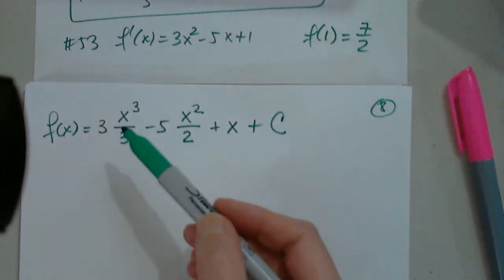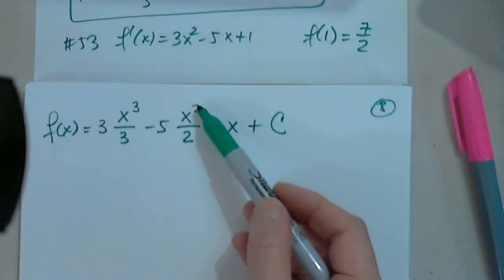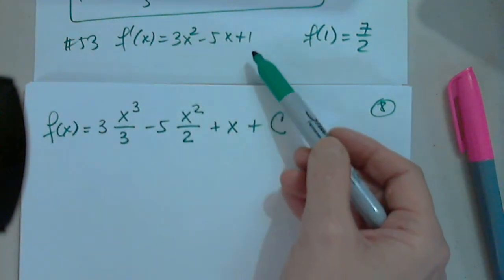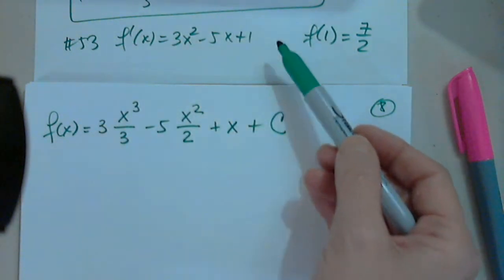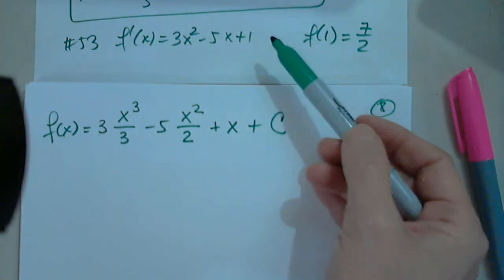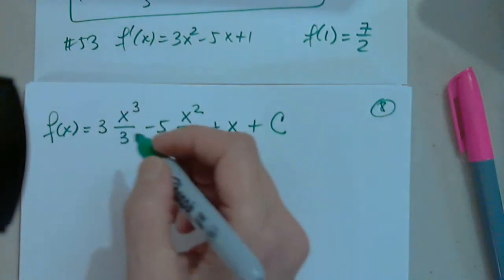c. Let's check. Bring down 3, simplify, and I get 3x squared. Bring down 2, simplify, and I get negative 5x. Differentiate x, I get 1. Differentiate c, get 0. And now I'm given f of 1 equals 7/2, which, oh, let me simplify.